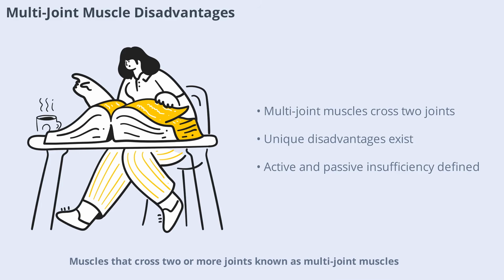Muscles that cross two or more joints, known as multi-joint muscles, play a vital role in our movement. However, they also come with unique disadvantages. These muscles can't always perform optimally at both joints simultaneously, leading to what we call insufficiencies. The two main types are active insufficiency and passive insufficiency. These terms describe the limitations in muscle length and force production when a muscle is required to operate at both joints at the same time. Understanding these concepts is key for anyone looking to improve movement efficiency or prevent injury.